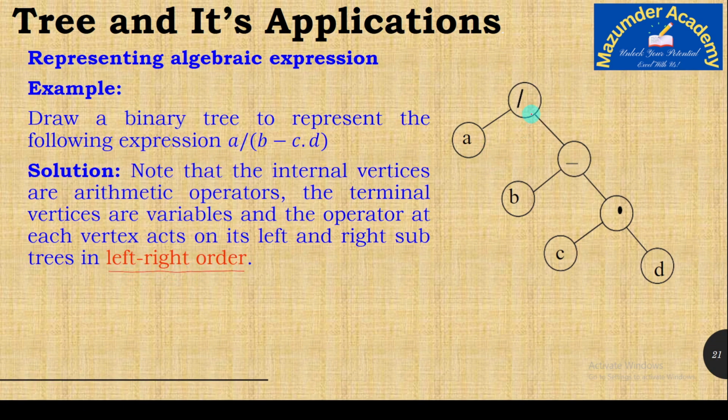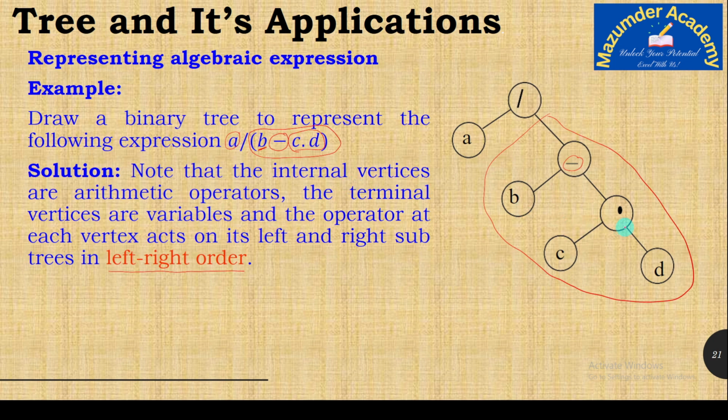For example, here the root will be divide, and its left subtree will be a, and all of this will be in the right subtree. Now when you place the rest, this minus will be at the root of the next subtree, so minus here, and then left will be b and right will be c multiply d. They will be in the right.